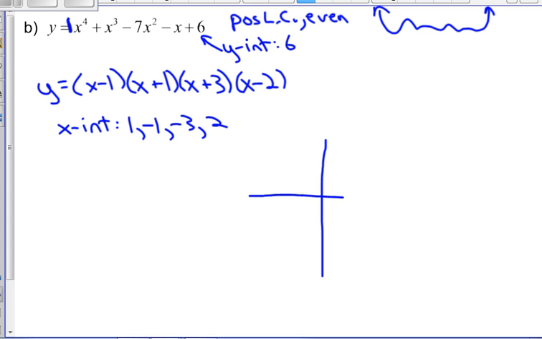Let's go ahead and graph them. X-intercepts at negative 3, negative 1, at 1, and at 2. I know that it goes up to the left, and it goes up to the right. And now I'm just going to connect with a smooth curve all those x-intercepts. I don't know how far up or down the turning points go or exactly where they are. I do know that the y-intercept here is 6. Okay. So that's all the basic information that we can graph easily.